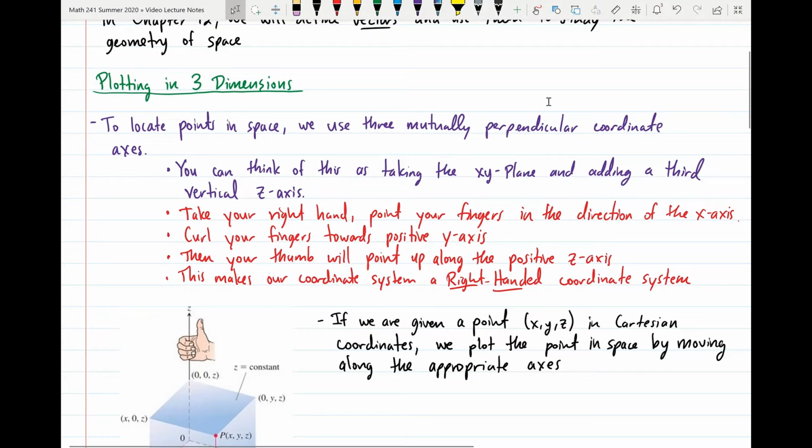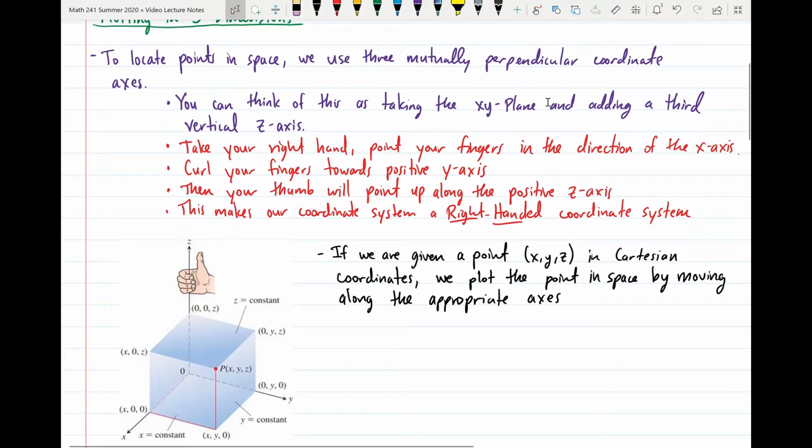So to locate points in space, we're going to use three mutually perpendicular coordinate axes. This is analogous to the way that we locate points in the plane. We have an x and a y axis that are perpendicular. In space, or three dimensions, we're going to have our xy plane, but you can think about it as adding a third vertical z-axis, as you can see in the picture here.